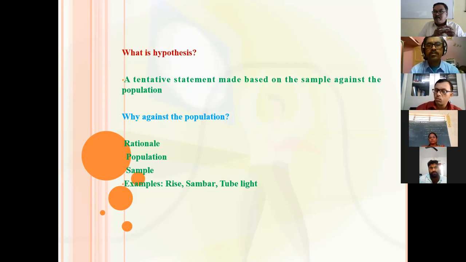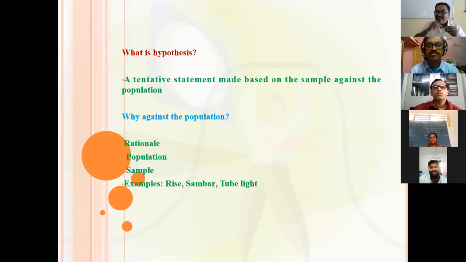For testing the sample, we have two hypotheses: null hypothesis and alternative hypothesis. Population cannot be tested. If you want to conduct any hypothesis test, it is only for the sample. Let me give one more example: rice and sambar on a plate. Your mother asks you to test the sambar and gives only one teaspoon of sambar, not the complete sambar.